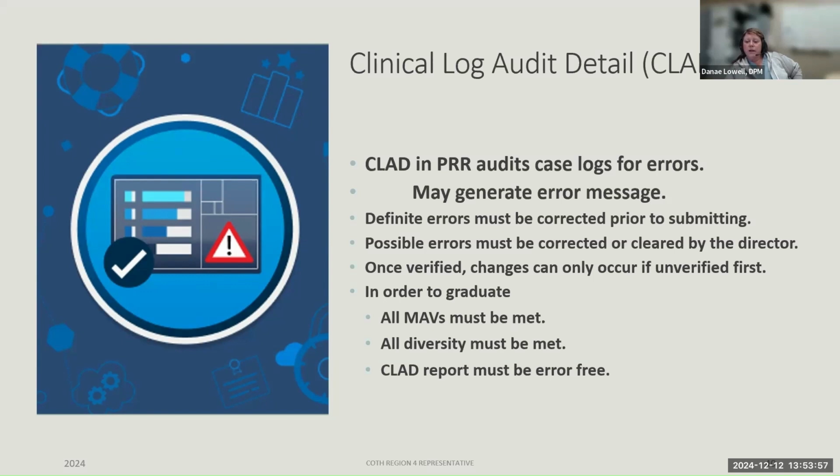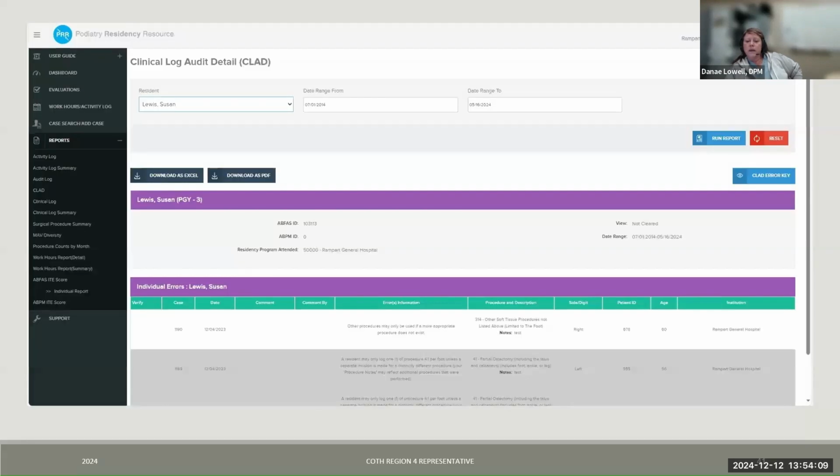Program directors are not able to graduate residents out of PRR until all MAVs and diversity is met, in addition to an error-free CLAD report period. The CLAD report can be found in the drop-down box on the left-hand side of the dashboard on PRR. The test resident here has an error because they used the other category for a soft tissue procedure. This example of an error will be discussed shortly.